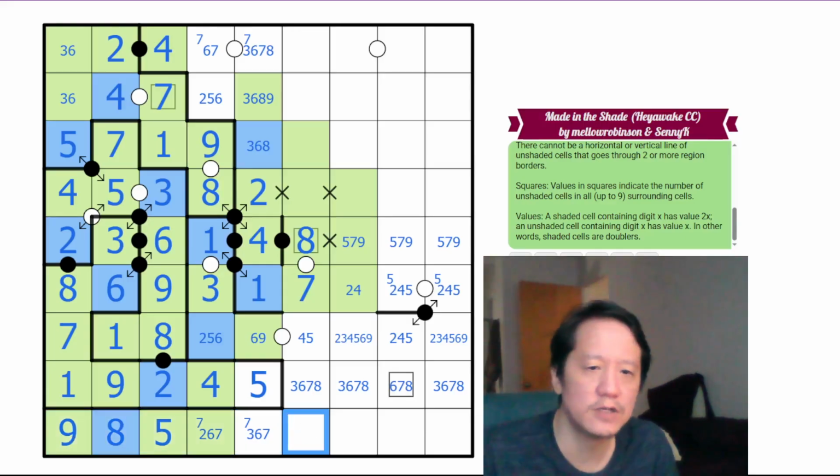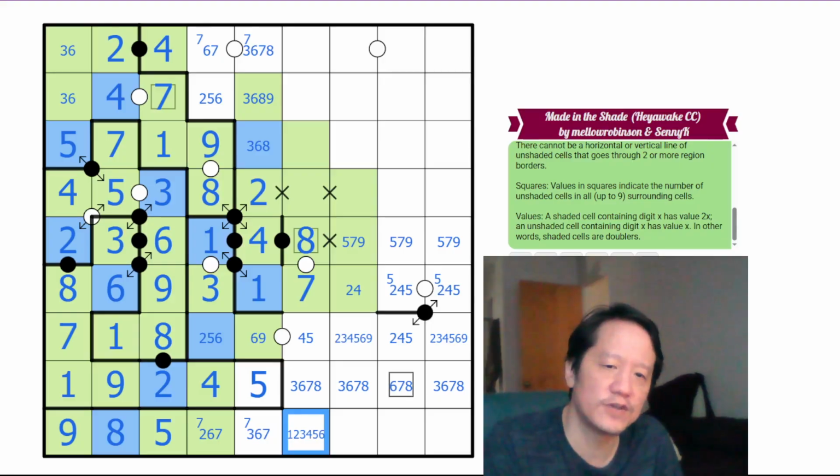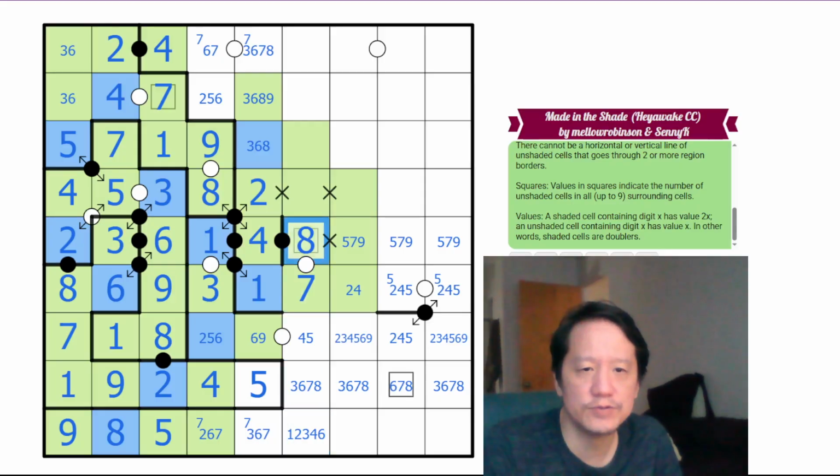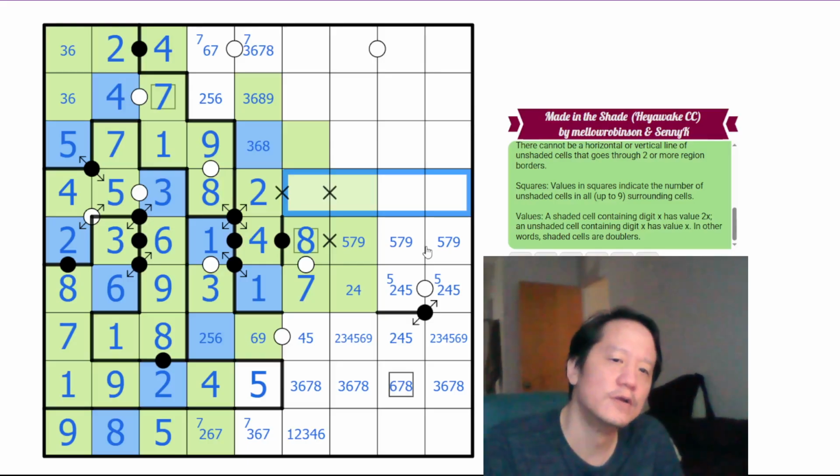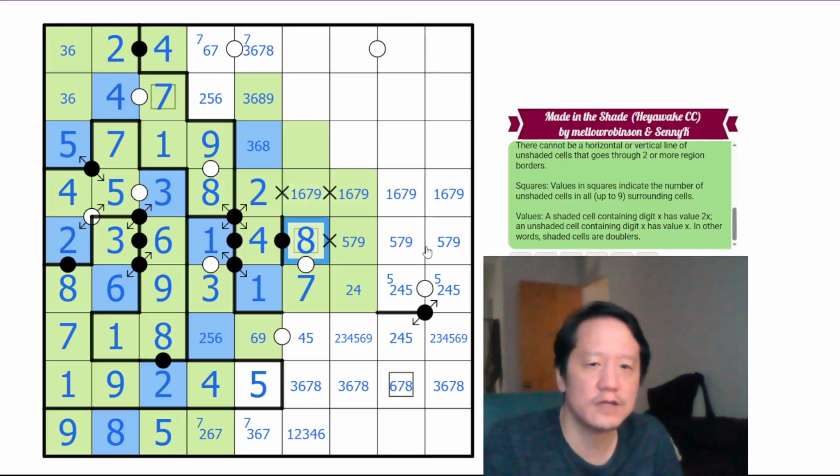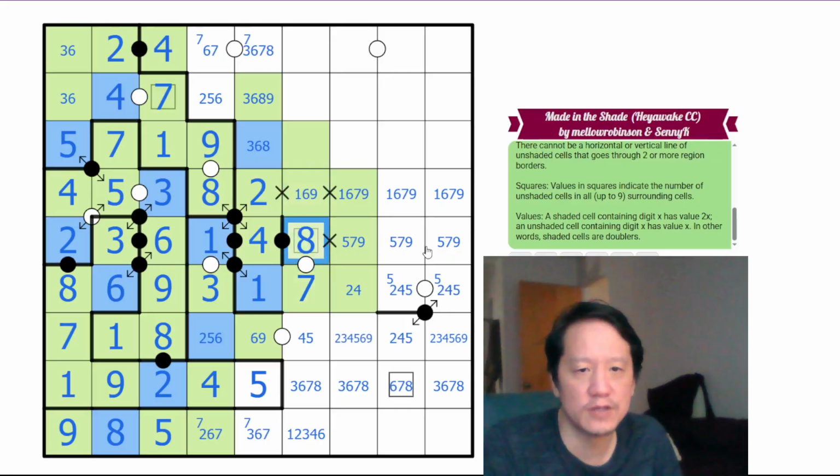Remaining digits in column 6, 1 through 6, and 9. Obviously, no 5 or 9 here. 1, 2, 3, 4, 6. Remaining digits of row 4. 1, 6, 7, 9. No 7 here because of 7 in the column.